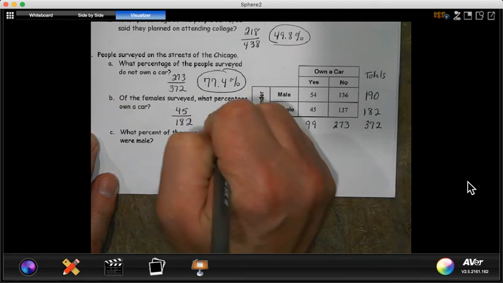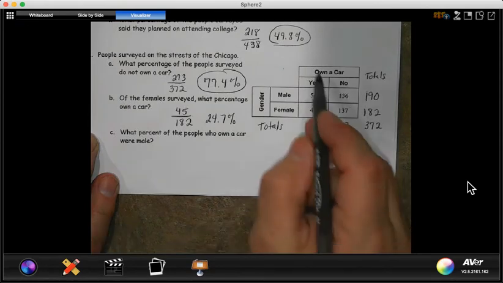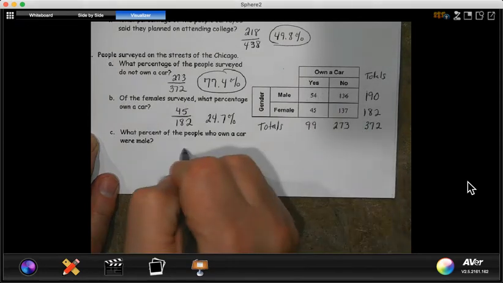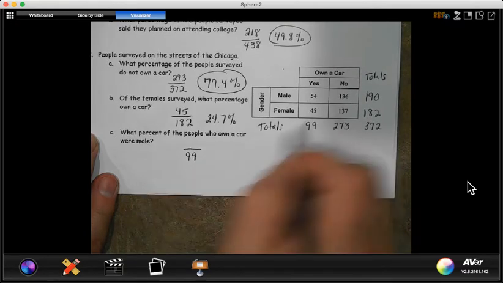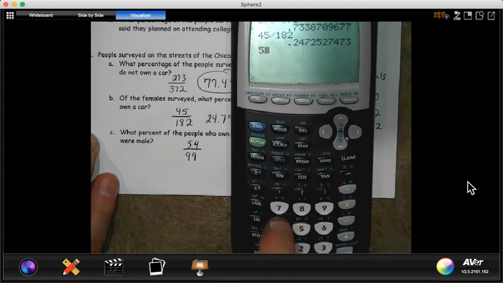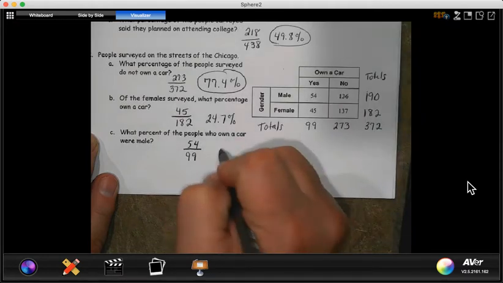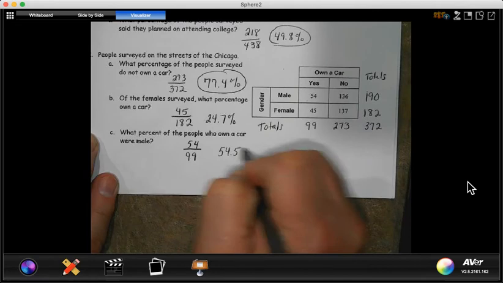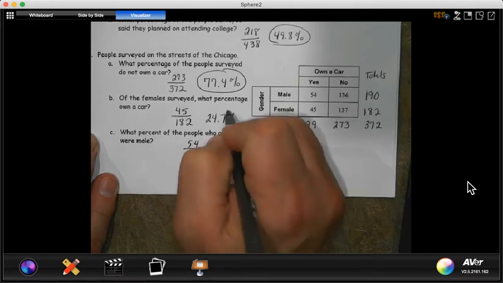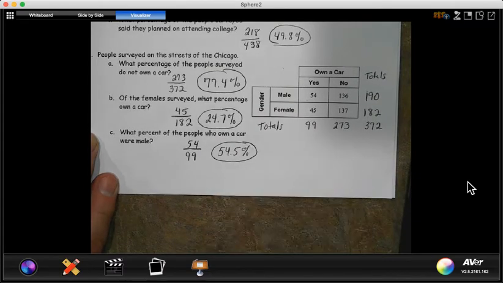24.7%. What percent of the people who own a car were male? So of the car owners, there's 99 car owners, and there's males of 54 out of 99. So 54 divided by 99 is 54.5%. Pretty cool. That's a two-way table.